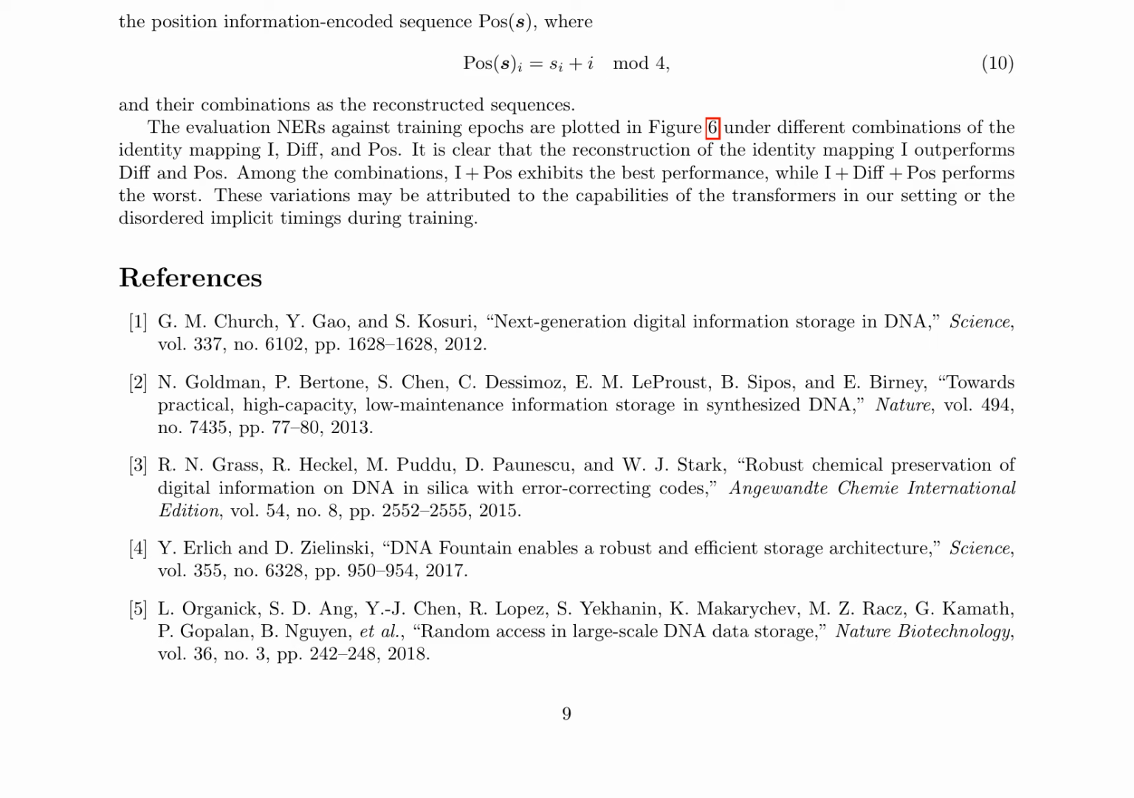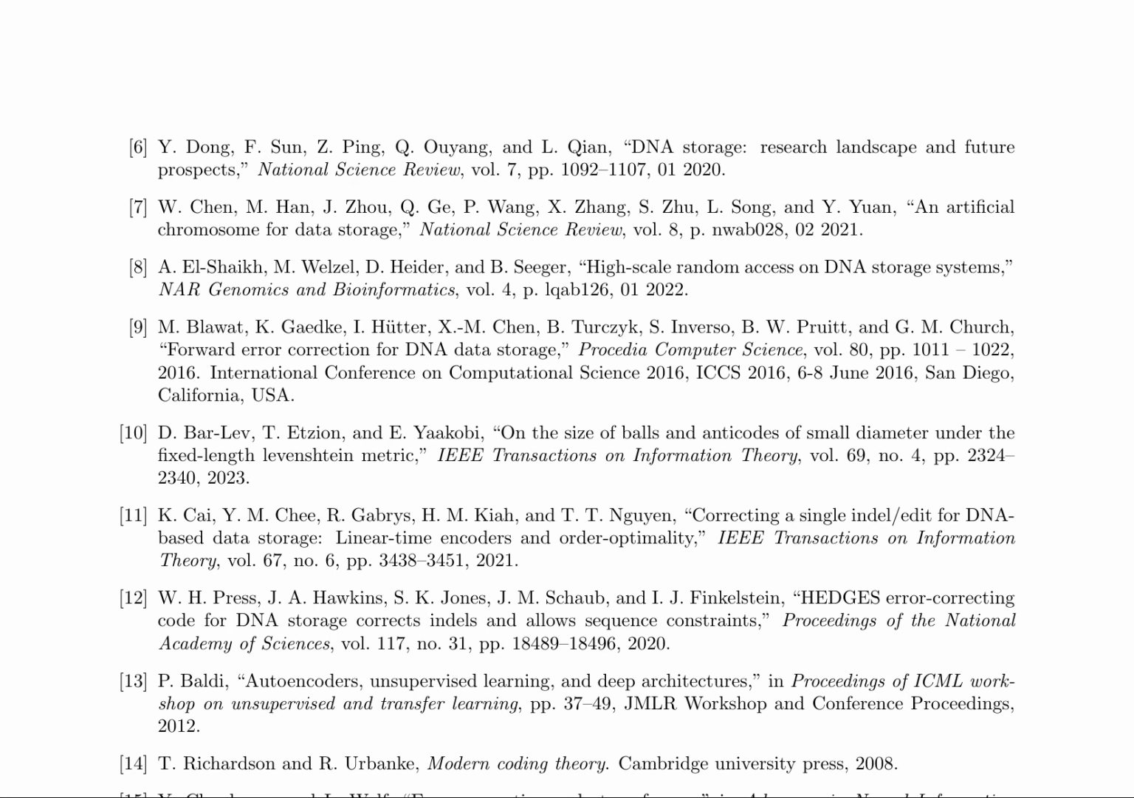The authors draw connections to previous works on DNA-based information storage, citing Church et al. 2012, Goldman et al. 2013, Grass et al. 2015, Erlich and Zielinski 2017, and Organick et al. 2018. DNA data storage has emerged as a promising technology, but it's fraught with error correction challenges.